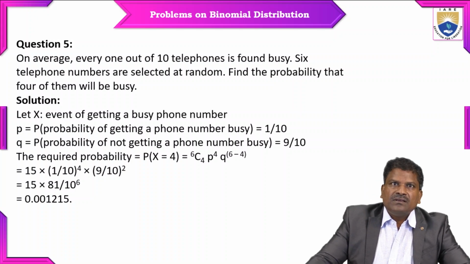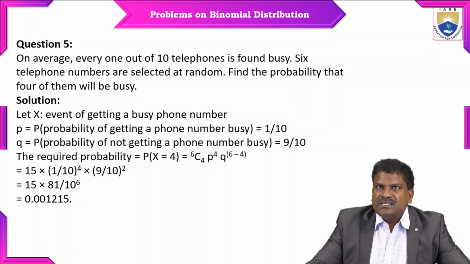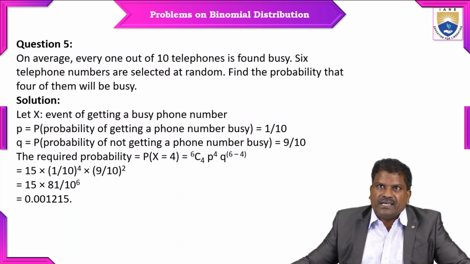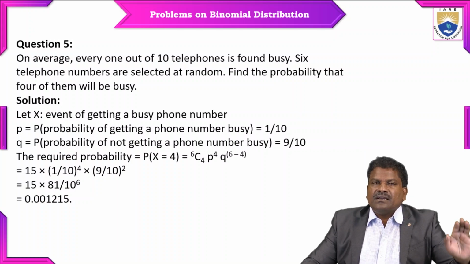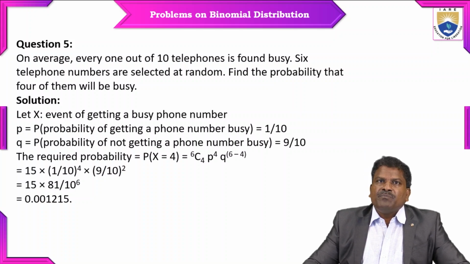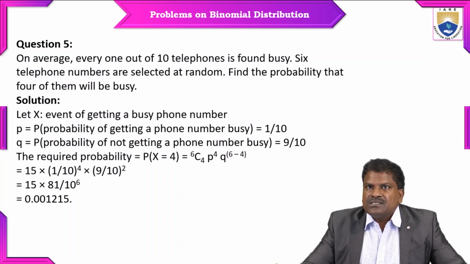In the same way, let us see one more interesting sum. On average, every 1 out of 10 telephones is found busy. Out of 10, one phone is found busy. So on average, every 1 out of 10 telephones is found busy is given here. 6 telephone numbers are selected at random. Here, X is the event of getting a busy phone number. P is the probability of getting a busy phone number. Out of 10, 1 is busy, so 1 by 10.